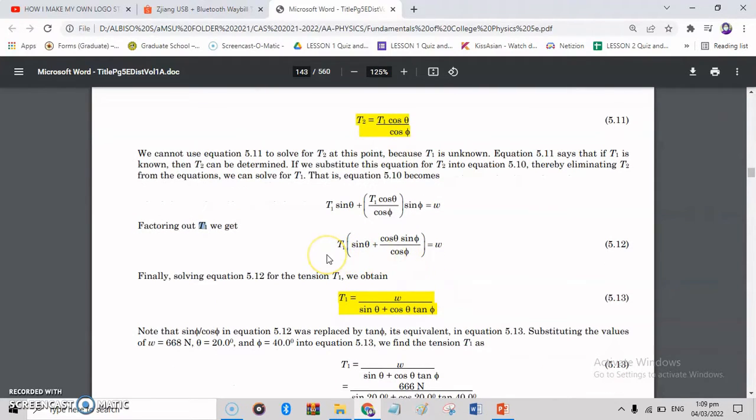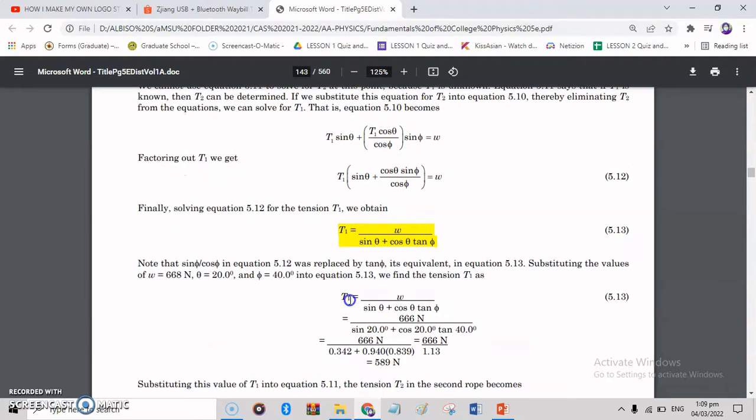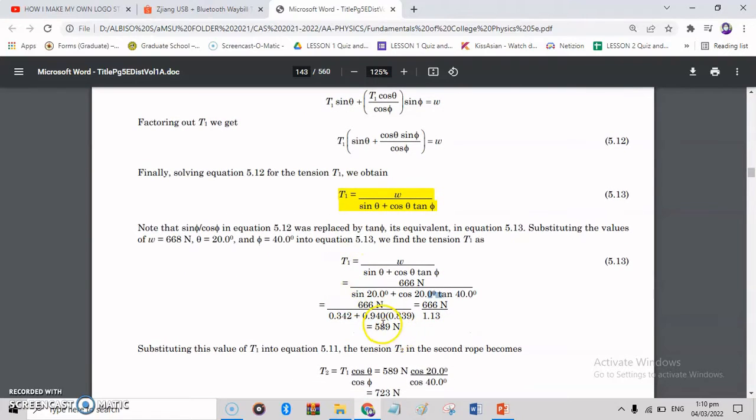Now, to solve this equation, ibaba mo ito na part, ibaba mo yan na part, ito na part. Okay? W over, yan siya na part. Para makuha mo yung equation 5.31. Now, input values, ni weight, ni angles, and you will get the tension 1 na 589 Newton. Ngayon, meron ka ng value ni T1.